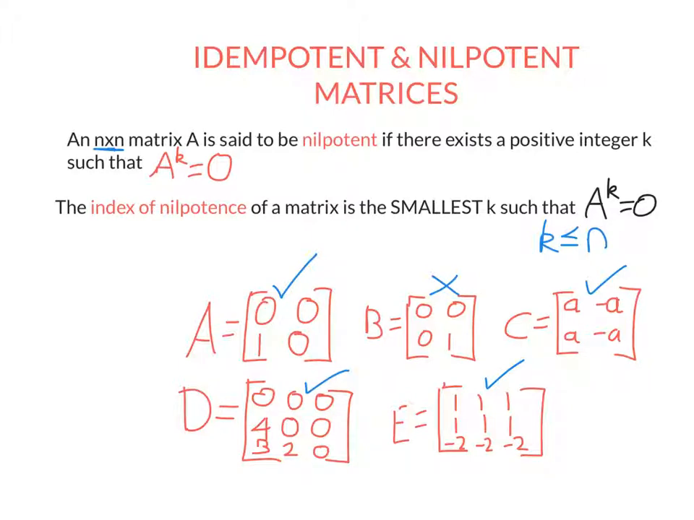Unfortunately, this only helps us rule out matrices. So if the trace of a matrix is not equal to 0, the matrix is not nilpotent. But if the trace of a matrix is equal to 0, that doesn't say anything about whether or not it is nilpotent. It may or may not be.